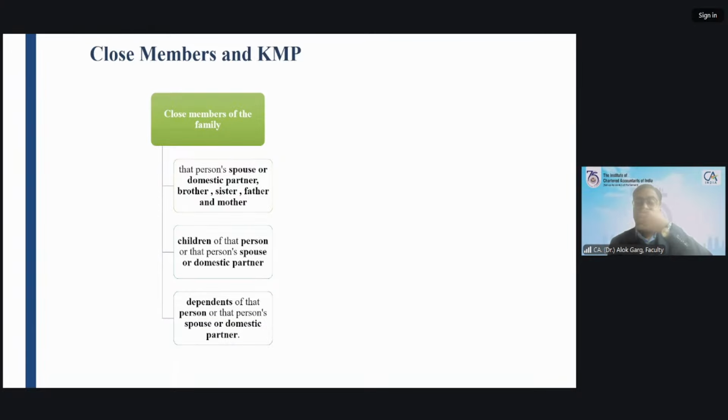Person का relative. कौन person के relative माने जाएंगे? Parents माने जाएंगे. Sibling, brother and sister माने जाएंगे. Spouse माने जाएंगे. Kids of this person or spouse माने जाएंगे. Or any person who is dependent on either this person or the spouse. Okay, so they will become the relative. Is that clear?